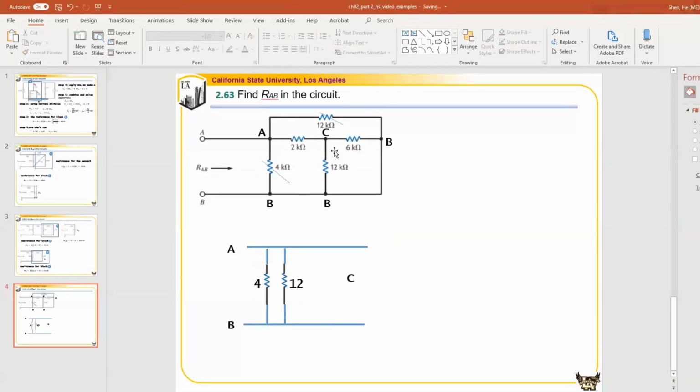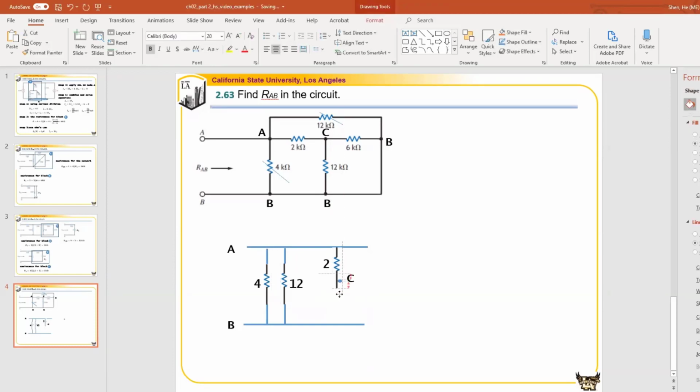So between A and C, how many branches? There is only 1, right? A, C. I don't see any other branches connected between A and C. So between A and C, there is 1 branch. It has a resistance of 2K. So this is our 2K. Now this is our new node C. So this is my node C, basically.